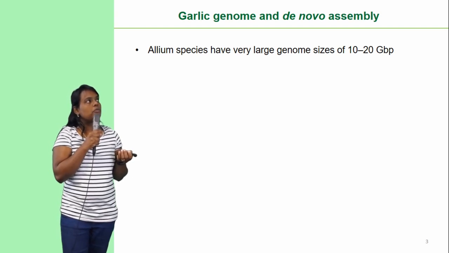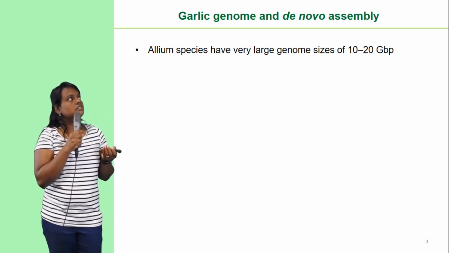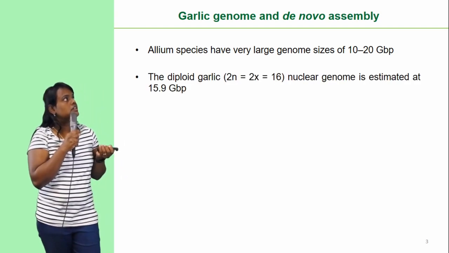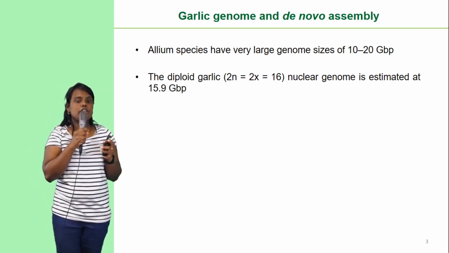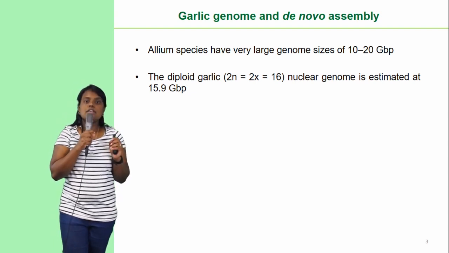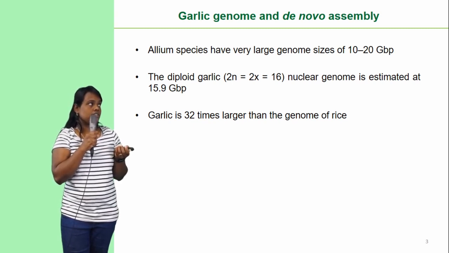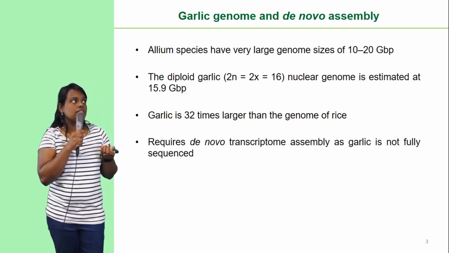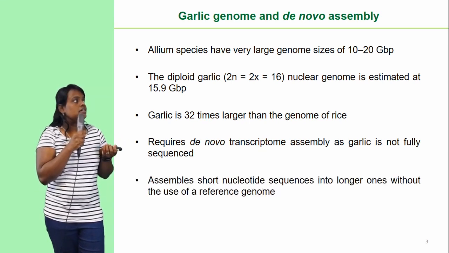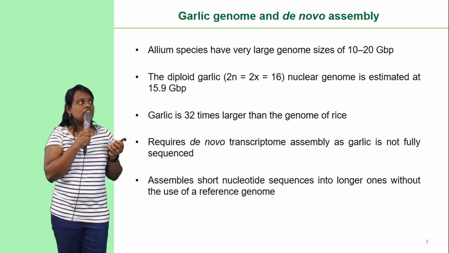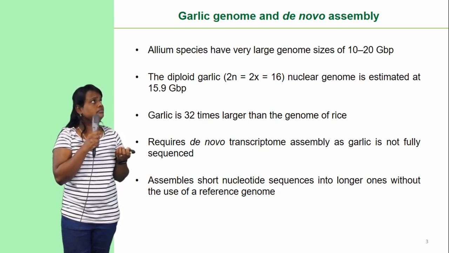Allium species have very large genome sizes of 10 to 20 gigabase pairs. They are larger than most eukaryotes. Garlic is diploid and its nuclear genome is estimated to be 15.9 gigabase pairs, which is slightly smaller than onion and 32 times larger than the genome of rice. Hence, it requires de novo transcriptome assembly as it is not fully sequenced. De novo transcriptome assembly assembles short nucleotide sequences into longer ones without the use of a reference genome.